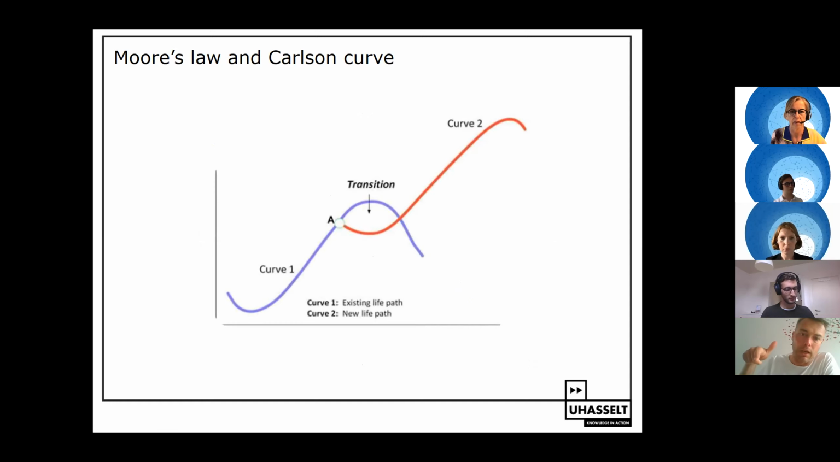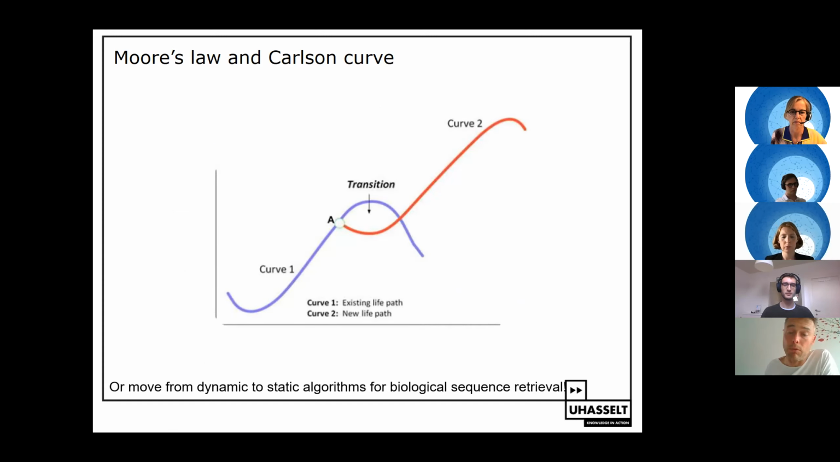So maybe we need to go to quantum computers or more biologically inspired computers and transition to another S-curve, as we say. But I don't think that it's going to happen in the near future. Another way that we can do is simply move from the dynamic algorithms that we have, from the BLAST-like algorithms, to more static algorithms for biological sequence retrieval. And this is to me a valid solution for a very complicated problem. And by that, I would like to conclude my talk.